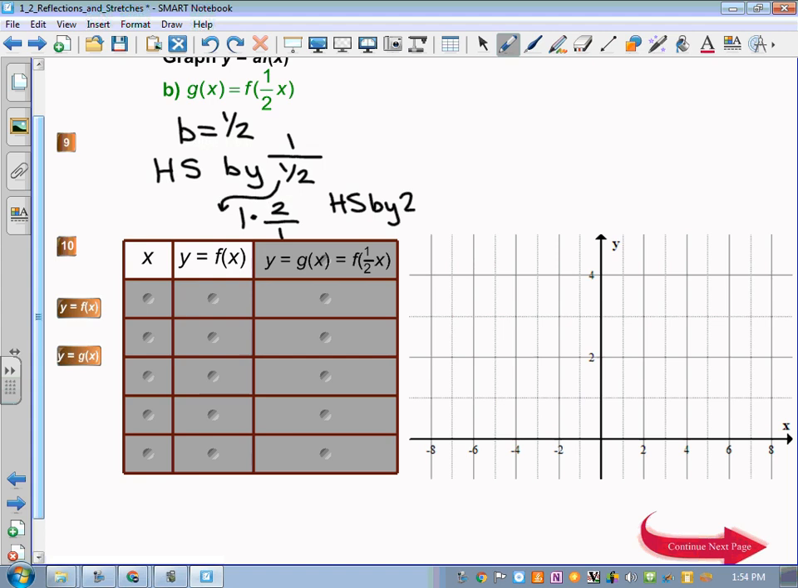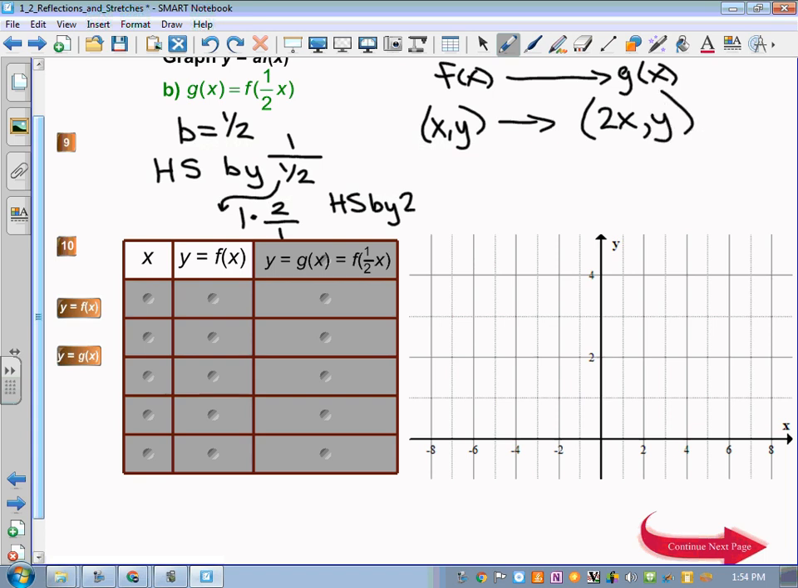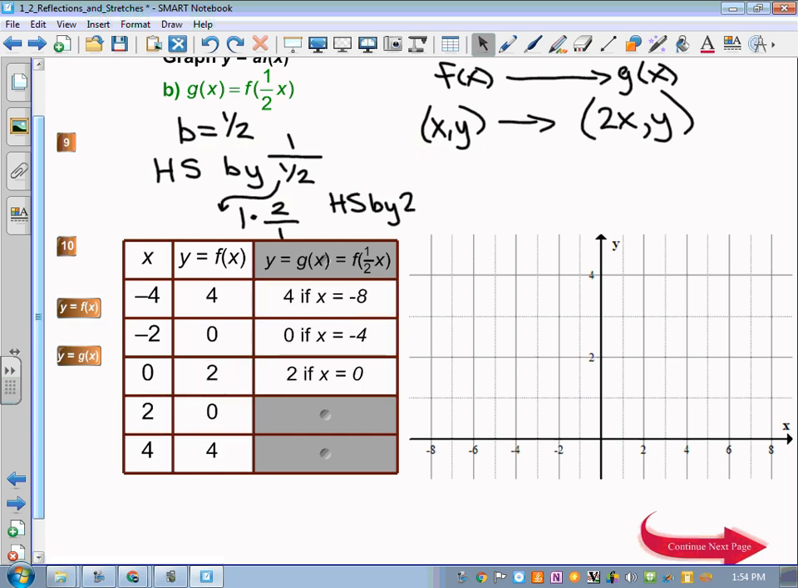So looking at those points on f of x and our transformed function g of x, we are doing a horizontal stretch by 2, or taking any coordinate and multiplying the x by 2, by the stretch itself. Now, they condensed this table a little bit, and that's okay. But what they are showing now, and it's a little bit tricky, and I don't really like how they represented it, is they are saying that g of x is 4 if x is equal to -8.